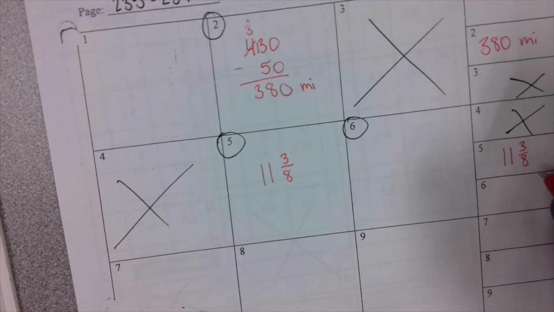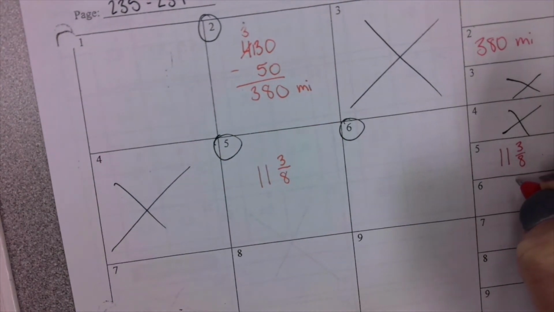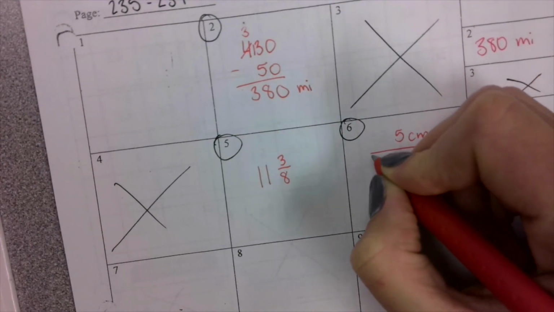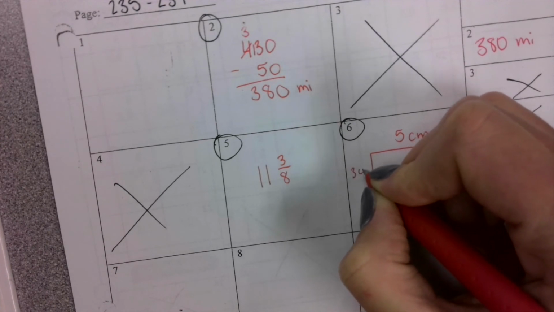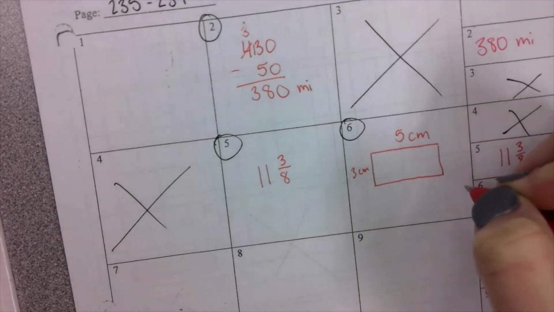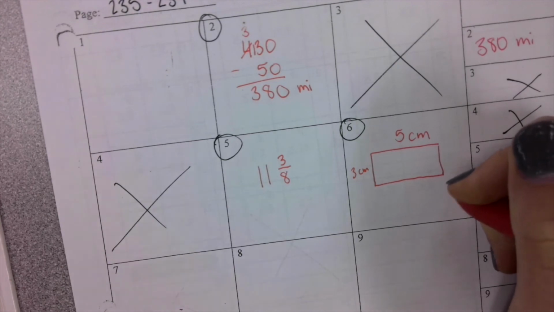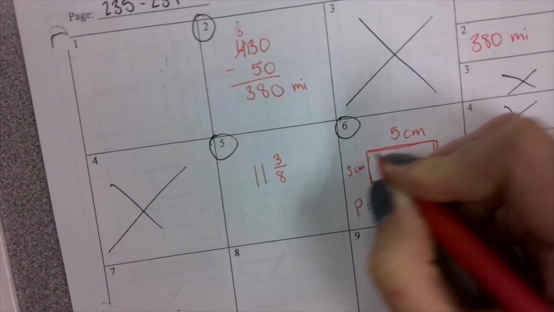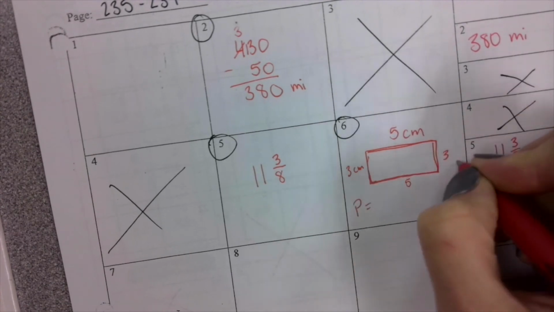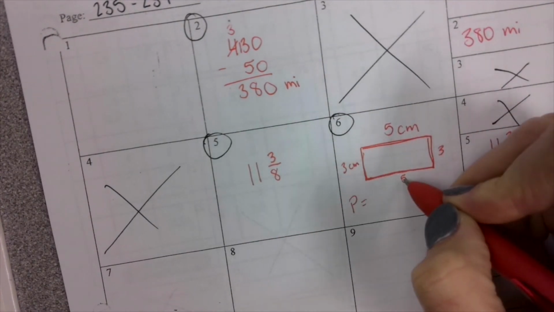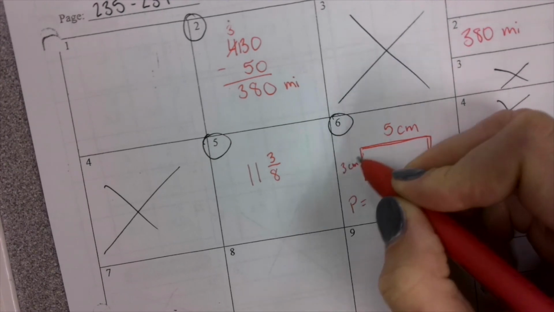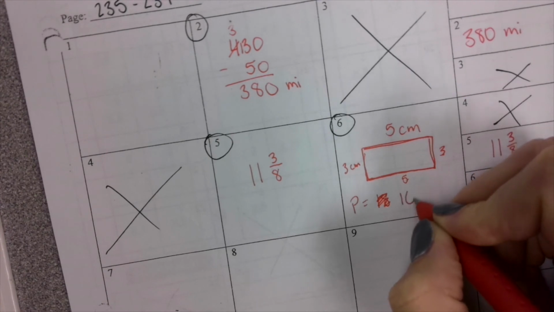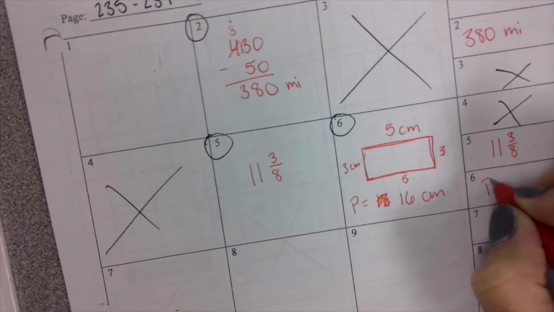Number 6. Draw a rectangle whose length is 5 centimeters and whose width is 3 centimeters. What is the perimeter? Remember, perimeter is the distance around. So you do 5 plus 5 plus 3 plus 3. 5 plus 3 is 8. 5 plus 3 is 8. So 8 plus 8 is 16. That's not a 6. 16 centimeters.